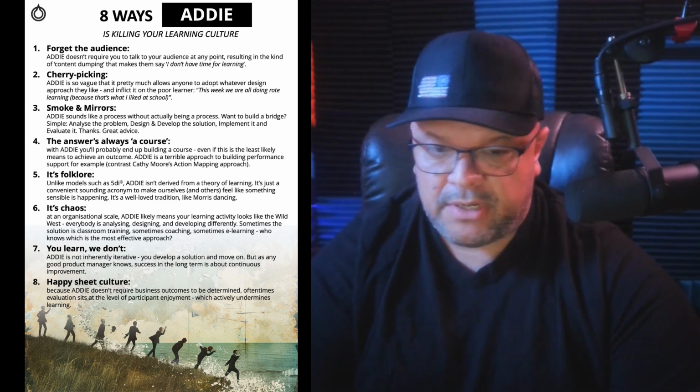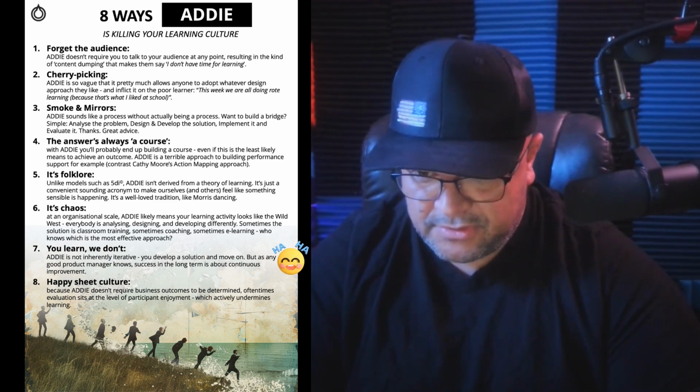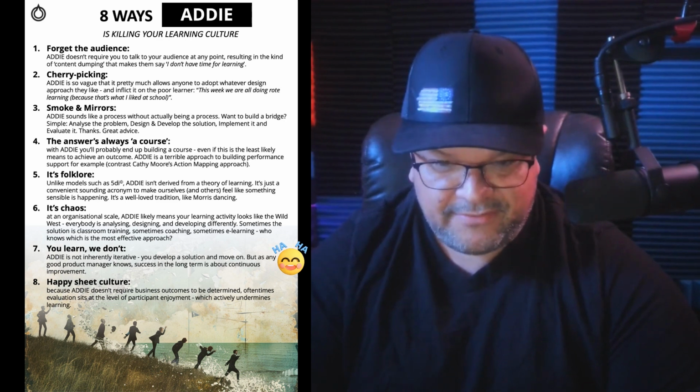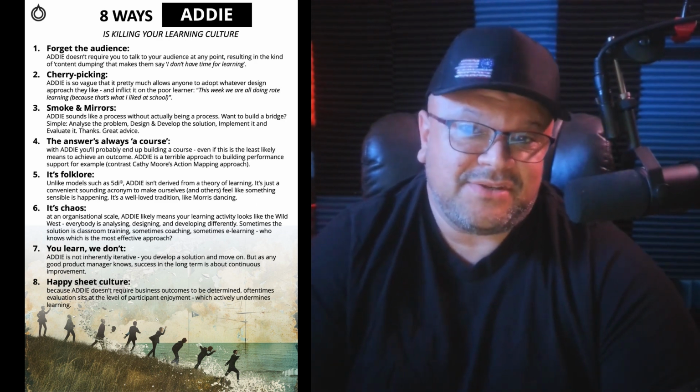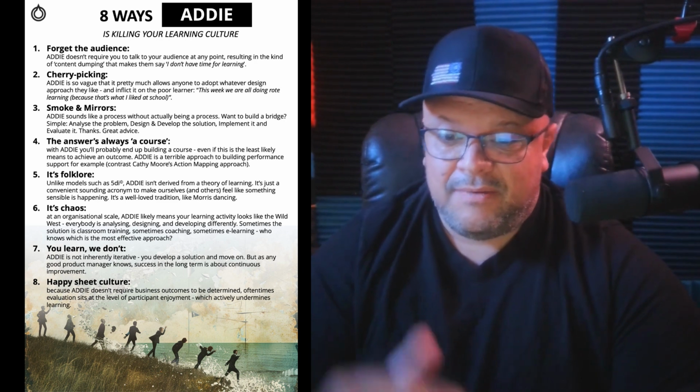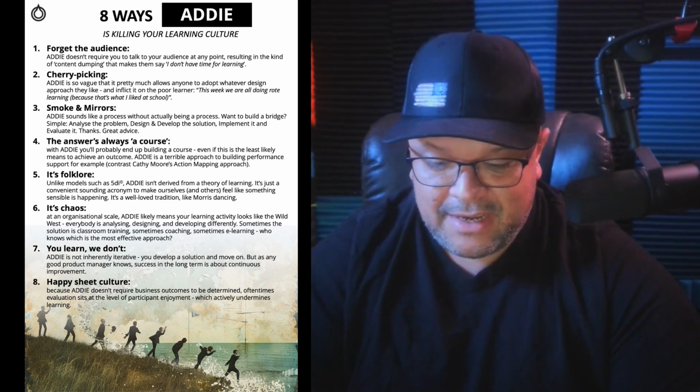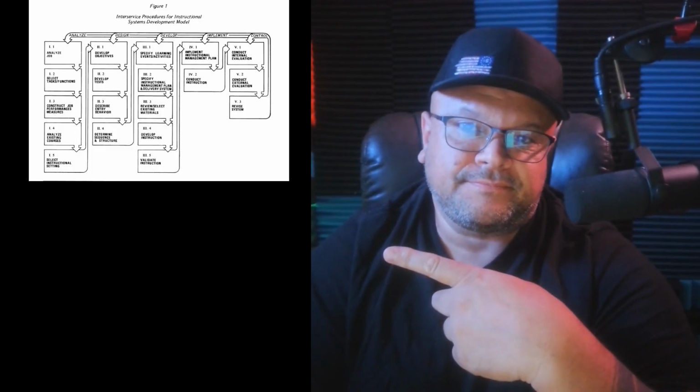So next point. You learn, we don't. ADDIE is not inherently iterative. You should develop a solution and move on. Really? Yeah, that's just education. That's course making. Has nothing to do with ADDIE again. Iterative. You want to know about iteration? The ISD process is an iterative process. Check the screenshot. All right. It's an iterative process.